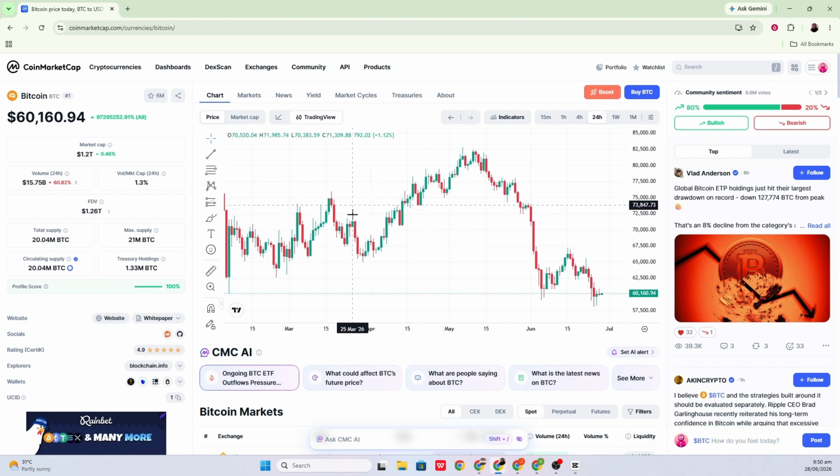Each candle represents a specific time period. The thick body shows the opening and closing prices, while the thin lines or wicks show the highest and lowest prices reached during that period.